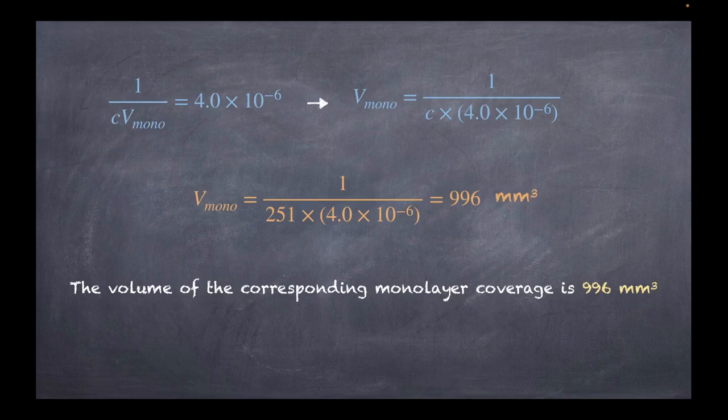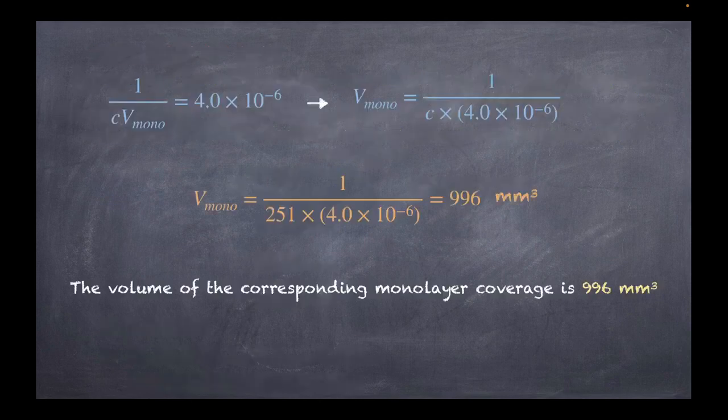Now using this intercept equation, we know the value of C here, so we need to find the value of V mono. So V mono will be equal to just 1 divided by 251 times 4.0 times 10 to the power minus 6, which is 996 millimeter cube, to the nearest integer value. So the volume corresponding to the monolayer coverage is 996 millimeter cube.